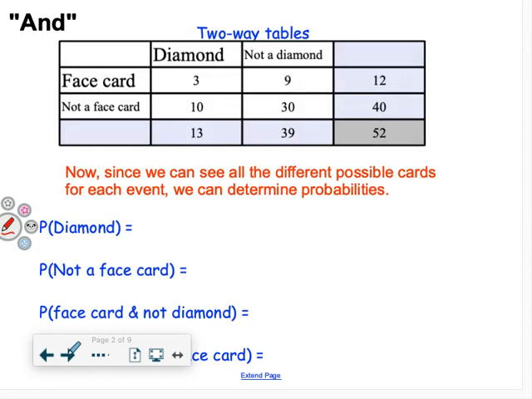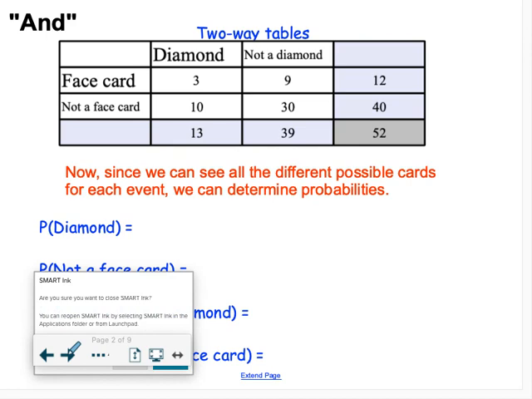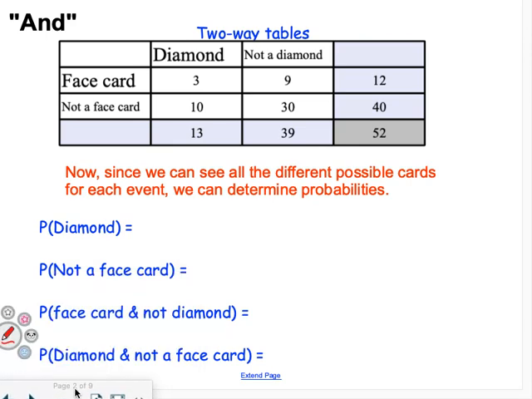To begin with, we have this two-way table. It's diamonds, not diamonds, face card, not a face card. So we can see all the different possible cards in these events. Now we have some questions that we're trying to find. What it's asking now is for the probability of these things. Very similar to how we did it when we were just trying to figure out how many there were, but now we've got to figure out probability.